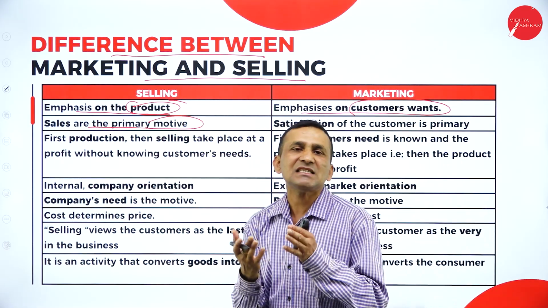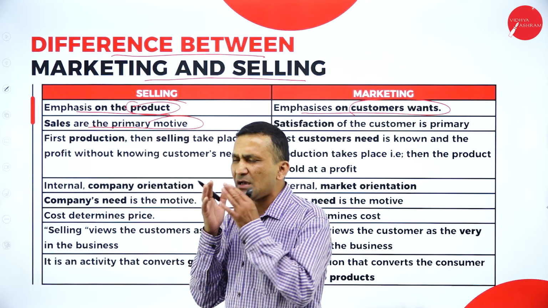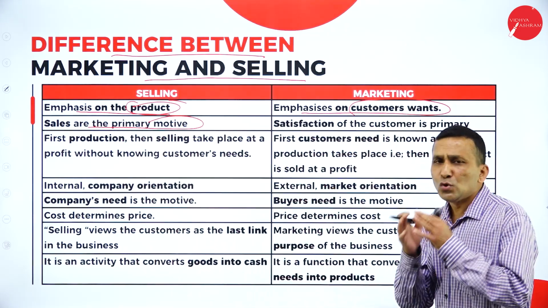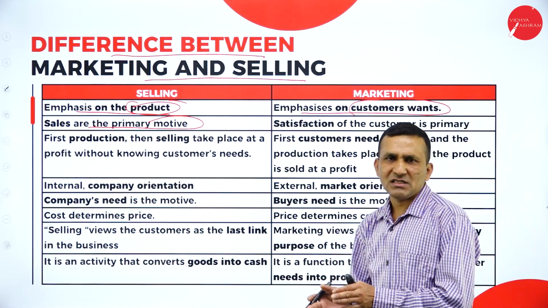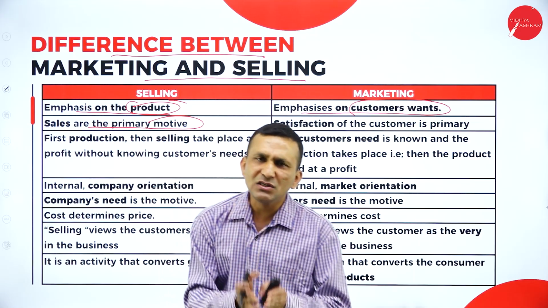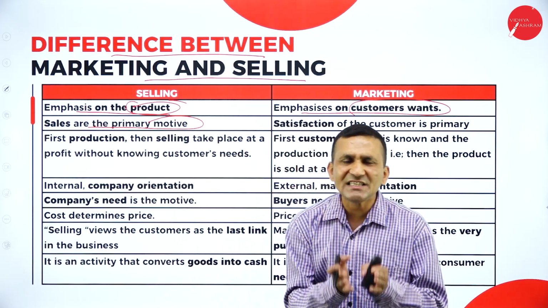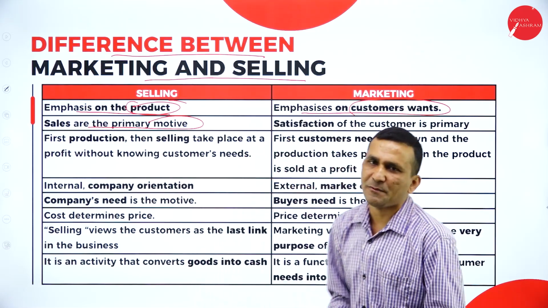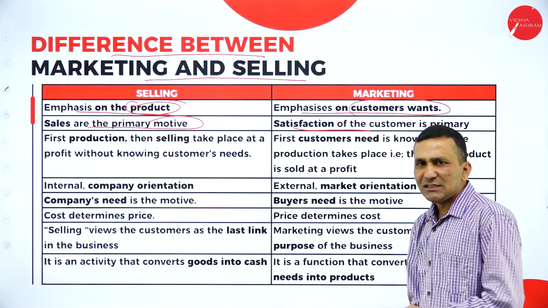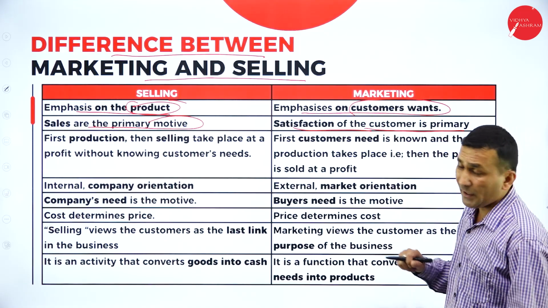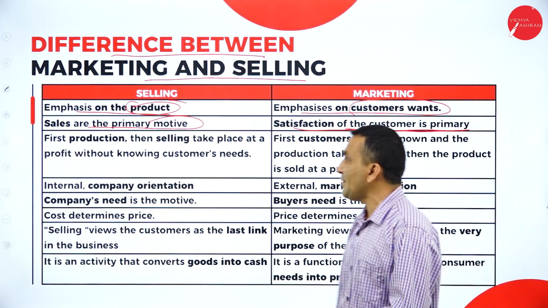So we call it a sub activity. Here the primary motive is only for sales. Under marketing, it is to satisfy the consumers. How are we satisfying the consumer? Based on the consumer's expectations or needs and wants. When the company tries to produce according to consumer expectation, of course, the satisfaction of the consumers is very important for surviving for a long period. So the satisfaction of the customer is primary.